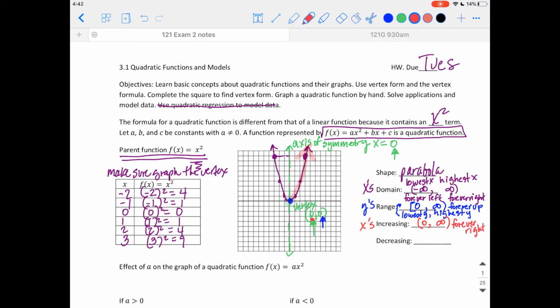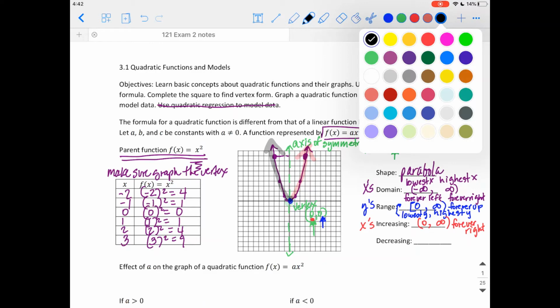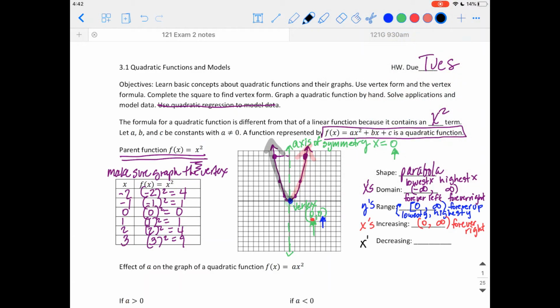Now, when is it decreasing? So it is decreasing. I'm going to highlight the decreasing part with a little gray here. So this part is the part of the graph that's decreasing. And so for decreasing, it's still going to be the x's. It's going to be the lowest x comma the highest x, of the part that's highlighted in gray only.